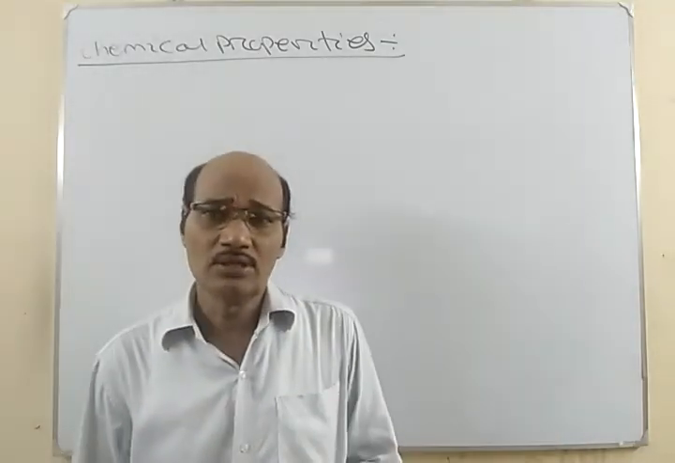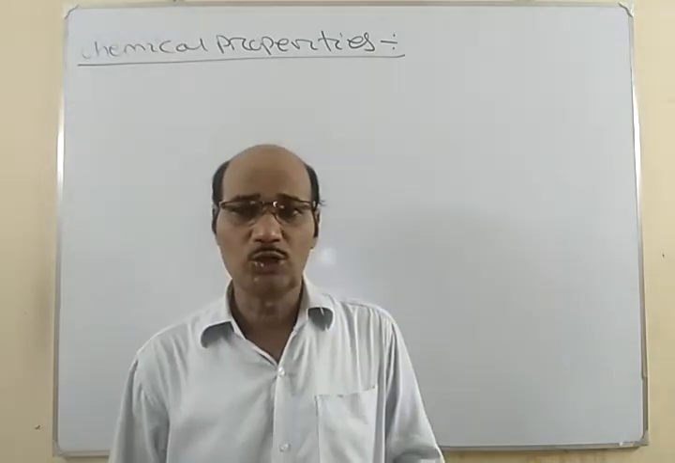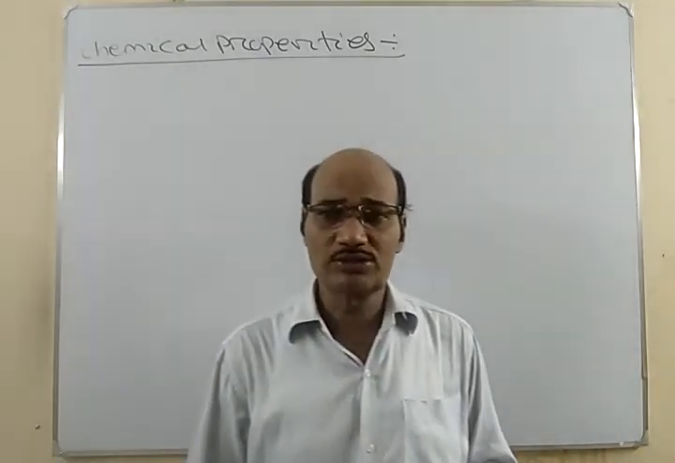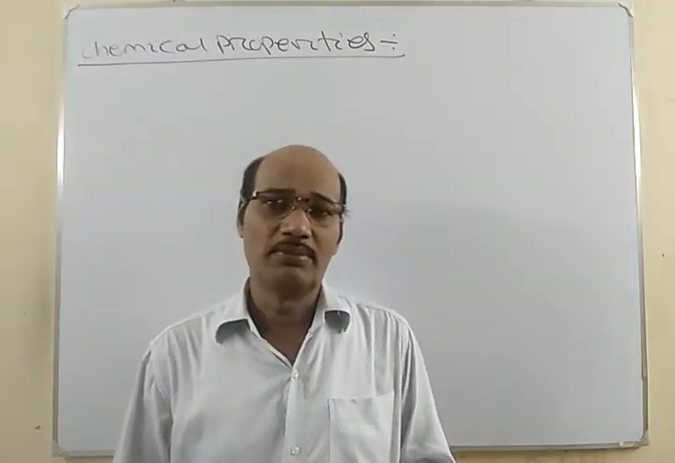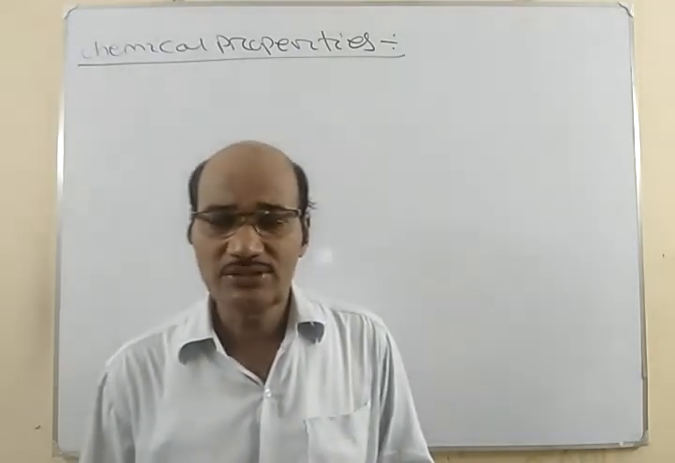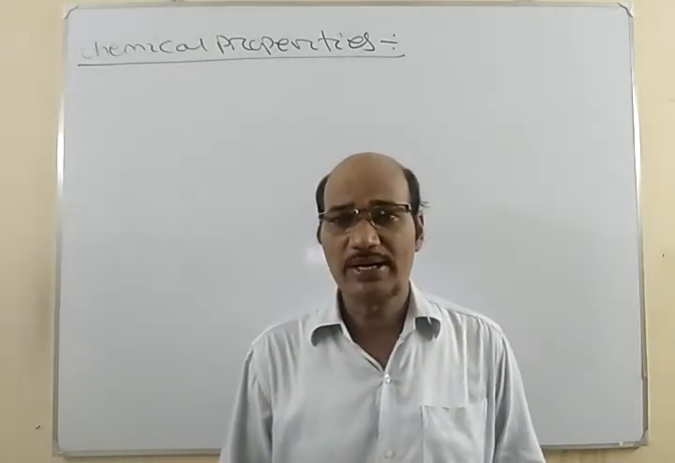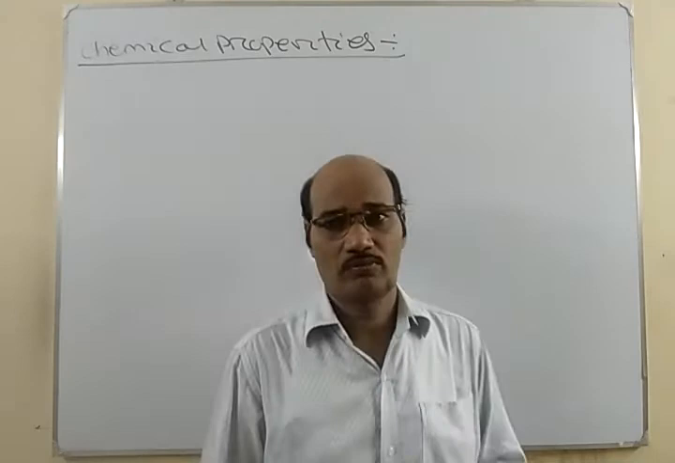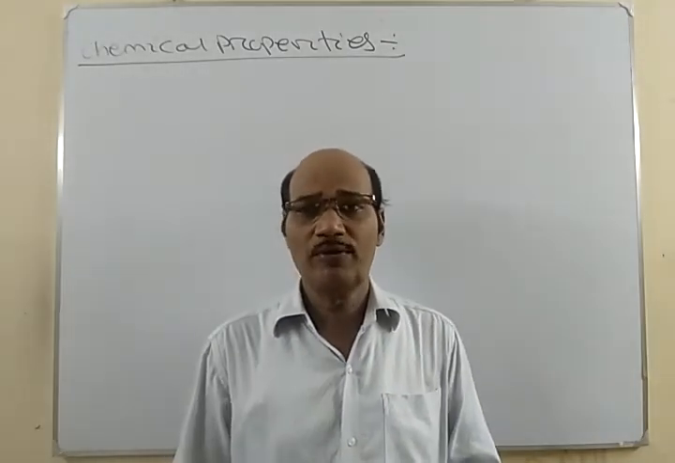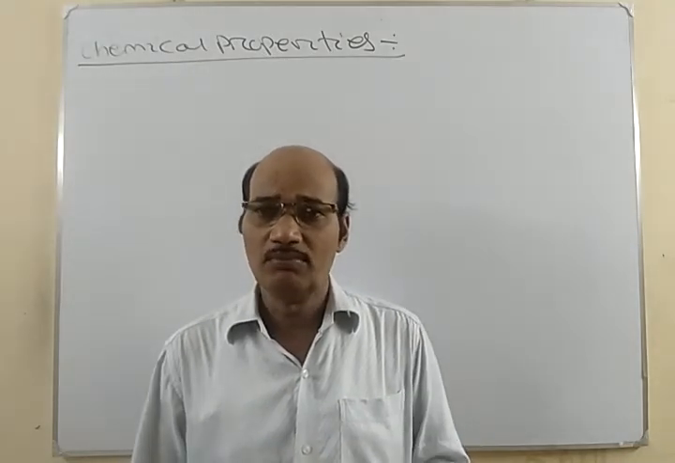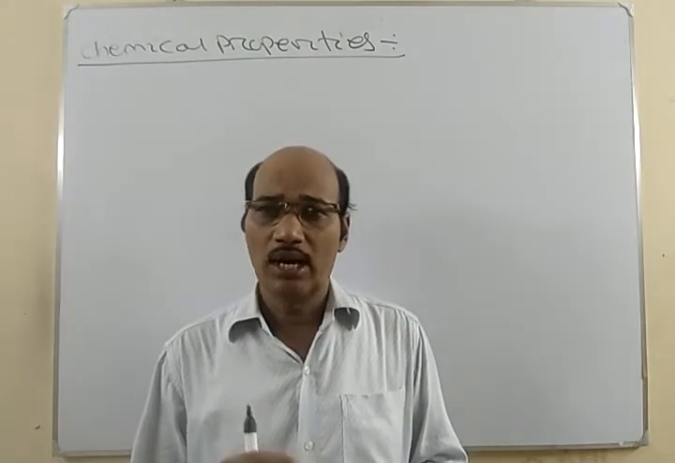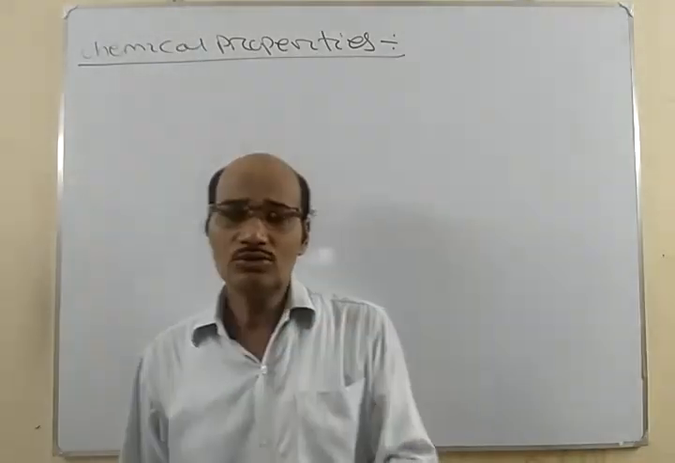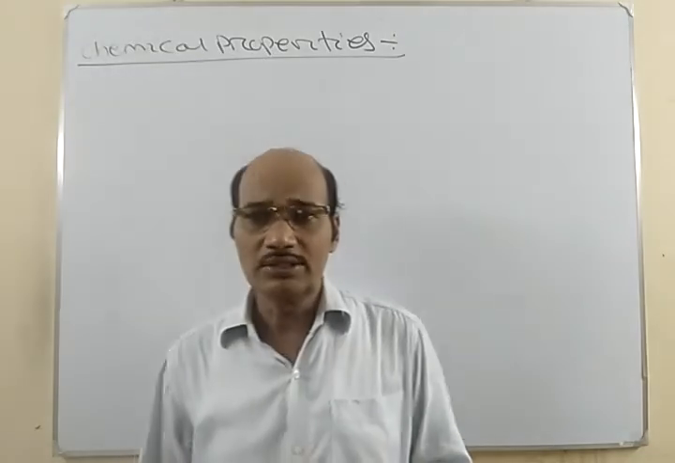This benzene diazonium chloride, the diazo group N2+, can be replaced by a number of nucleophiles, like Cl-, I-, Br-, CN-, OH-, NO2-. So all these groups can replace the diazo group. The diazo group of benzene diazonium chloride can be replaced by chloro, bromo, iodo, fluoro, cyano, nitro, and OH. So these are called what? Substitution reactions or replacement reactions.